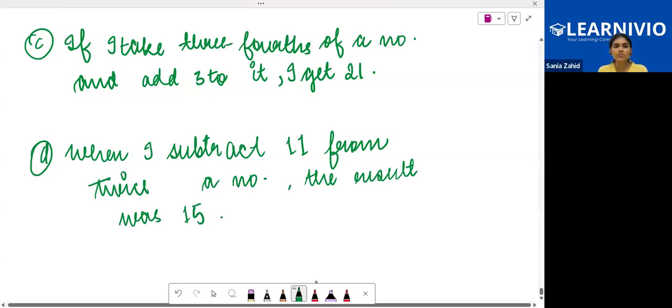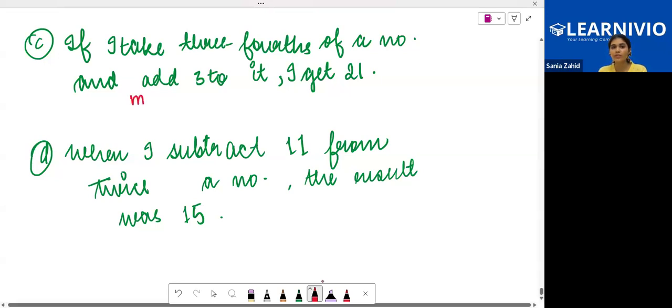Okay. So first we'll discuss the C one. What are you getting, Hermine? Hermine, what is your answer for C part? Hermine, put on the mic. x is equal to 72. Okay, 72. So if I take 3/4 of a number, okay, Razan, what is your answer? 72 too.